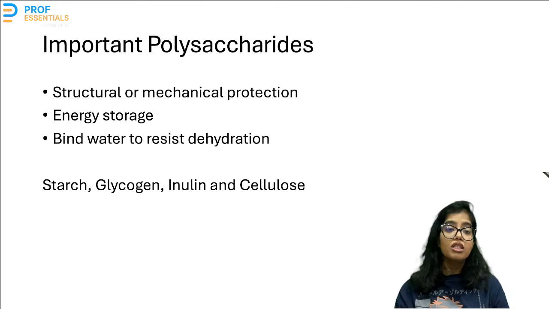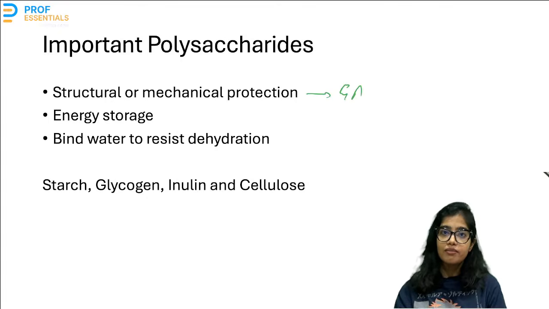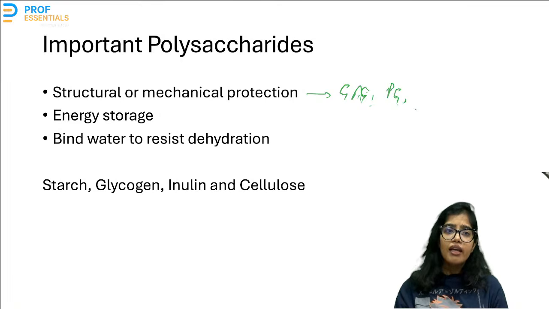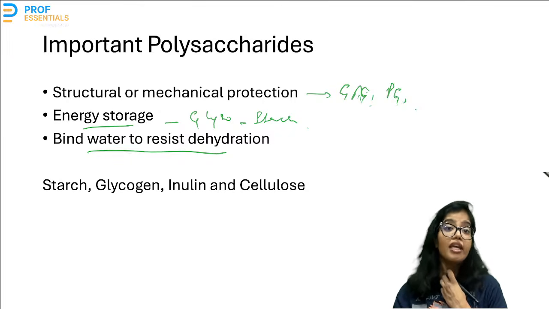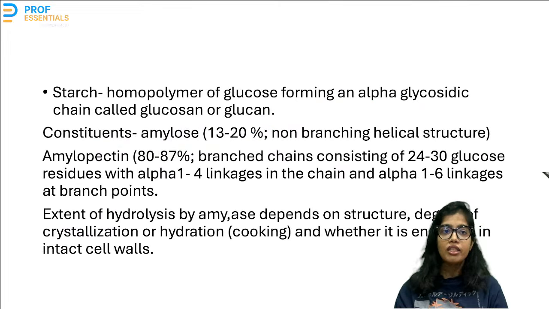Now we come to important polysaccharides. Okay, what is the function of polysaccharides? They provide structural and mechanical protection. They are there for energy storage, structural and mechanical protection, like glycosaminoglycans, proteoglycans, and the like. Energy storage in the form of glycogen, starch, and they bind water to resist dehydration, like inulin. Okay, understood? And starches and gums and all that. Okay, so we are going to read about different polysaccharides.